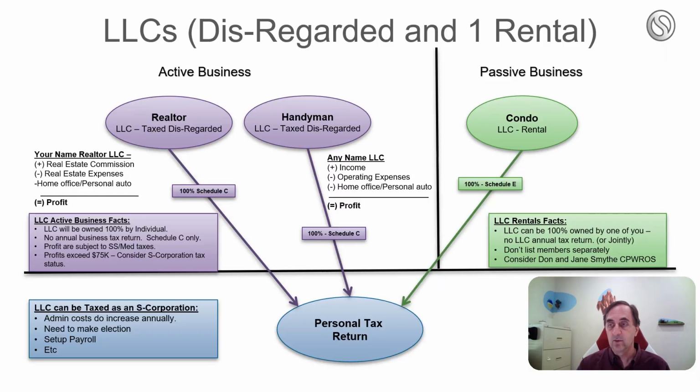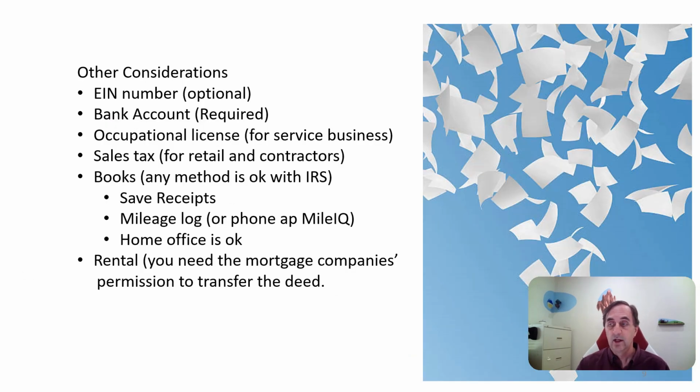Now, in neither one of those cases can you pay yourself any payroll, but you may need to set up payroll if you have employees working for you. Some other considerations: EIN number is optional, but you may want it if you prefer not to hand out your Social Security number. Your bank may ask for it. You might need to get an occupational license if you're a service business, or if you're in the retail business or a contractor, you might need a sales tax license.